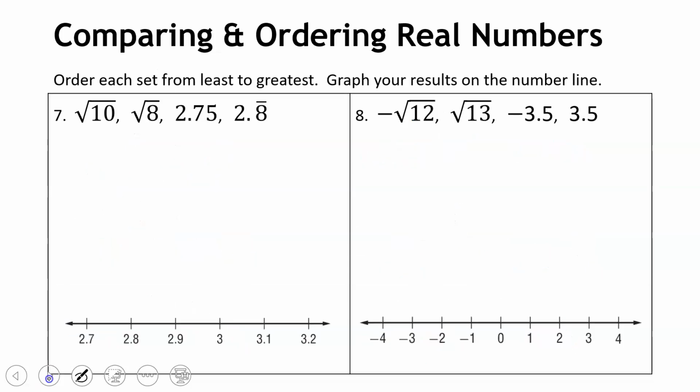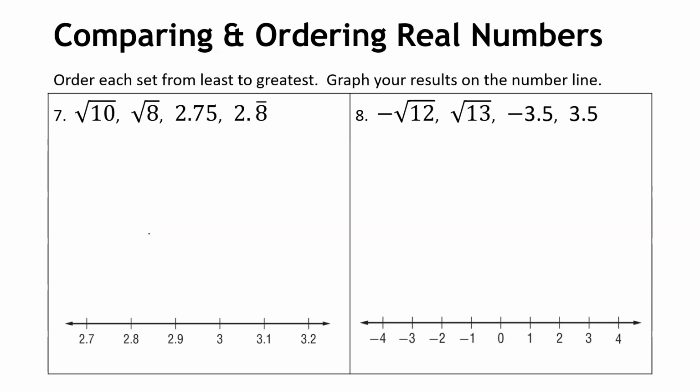Okay, let's move on to ordering real numbers. Okay, and now we are going to order sets of numbers from least to greatest. So we're going to again need a scientific calculator to convert to decimal form.